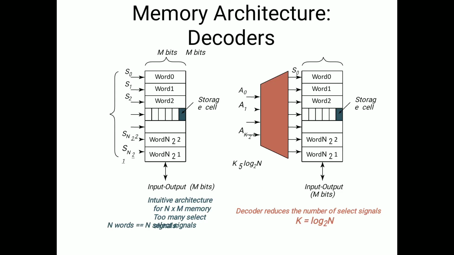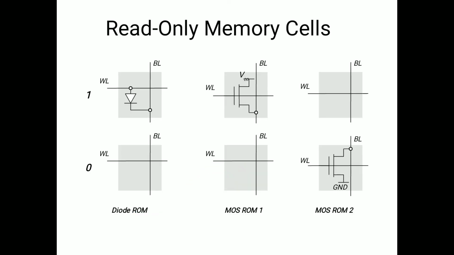So this is the basic memory architecture. Here we have input lines and output lines for M input and M output bits. Then to reduce the number of inputs and outputs, we have to use decoders, because a decoder has n inputs and 2 power n outputs. So for n inputs, we can give the output as 2 power n. So for that we are using decoders.